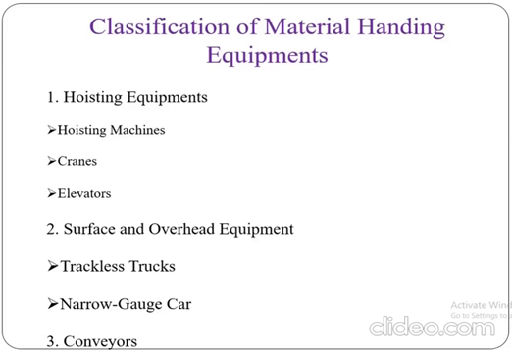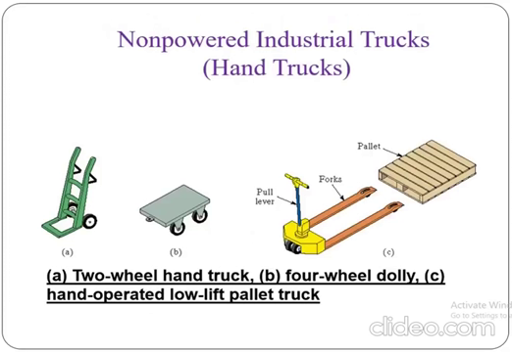If you talk about surface and overhead equipment, there are trackless trucks, narrow gauge cars, overhead track systems, etc. And the third type is conveyors. In conveyor equipment, there are flat belt conveyors, trough belt conveyors, blanket belt conveyors, chain conveyors, apron conveyors, etc. So we'll see in detail one by one.